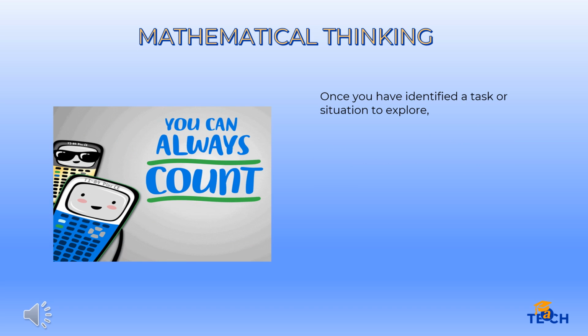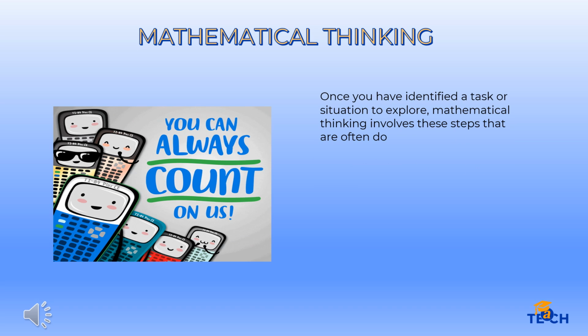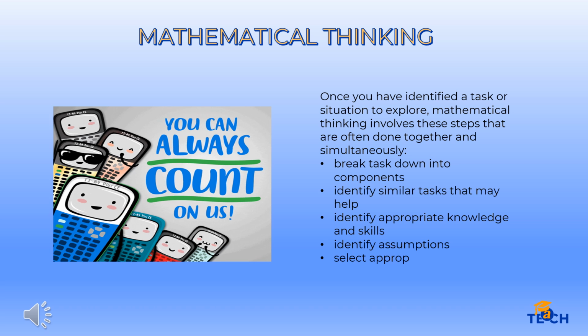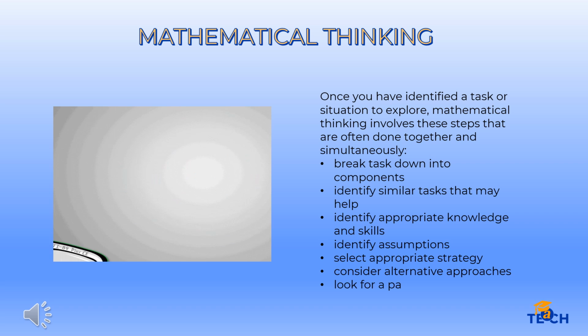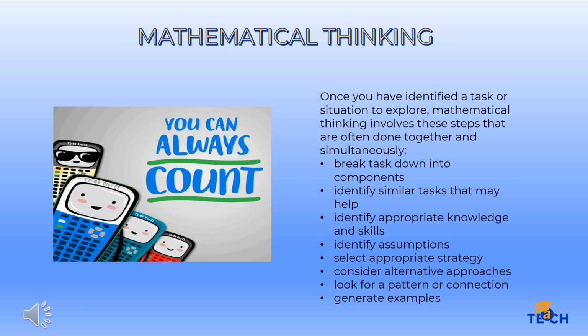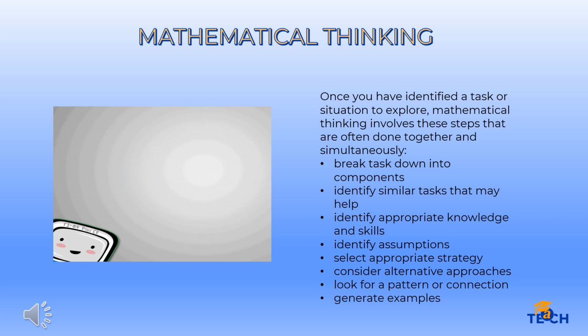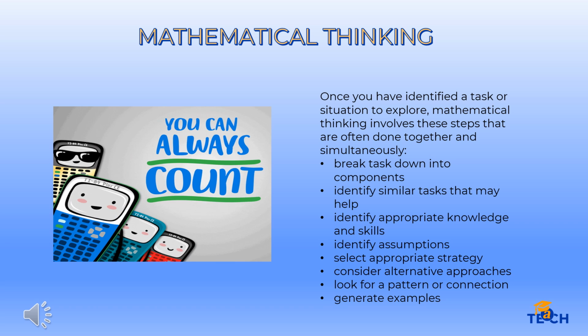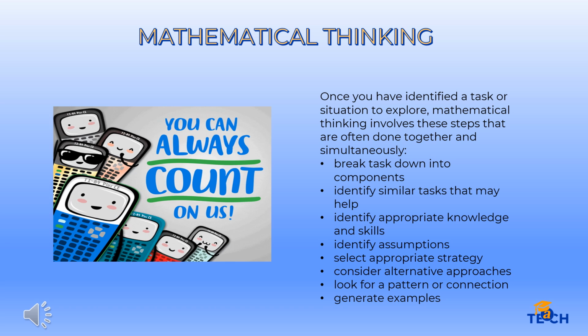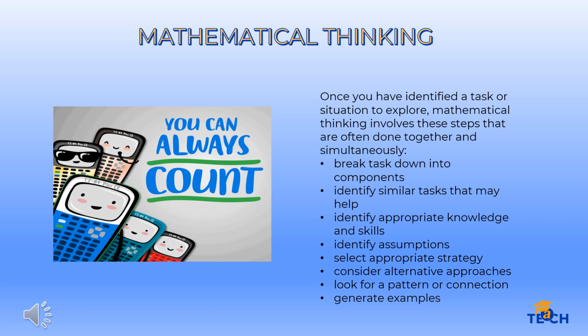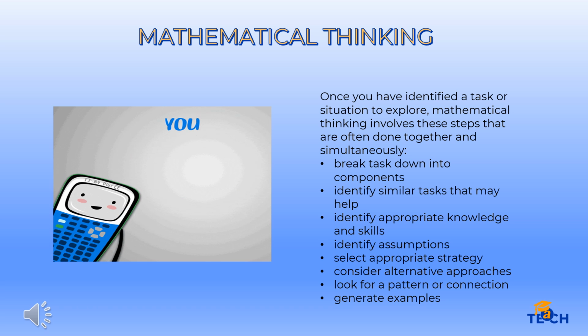Once you have identified a task or situation to explore, mathematical thinking involves these steps that are often done together. Break tasks down into components, identify similar tasks that may help, identify appropriate knowledge and skills, identify assumptions, select appropriate strategy, consider alternative approaches, look for a pattern or connection, generate examples.